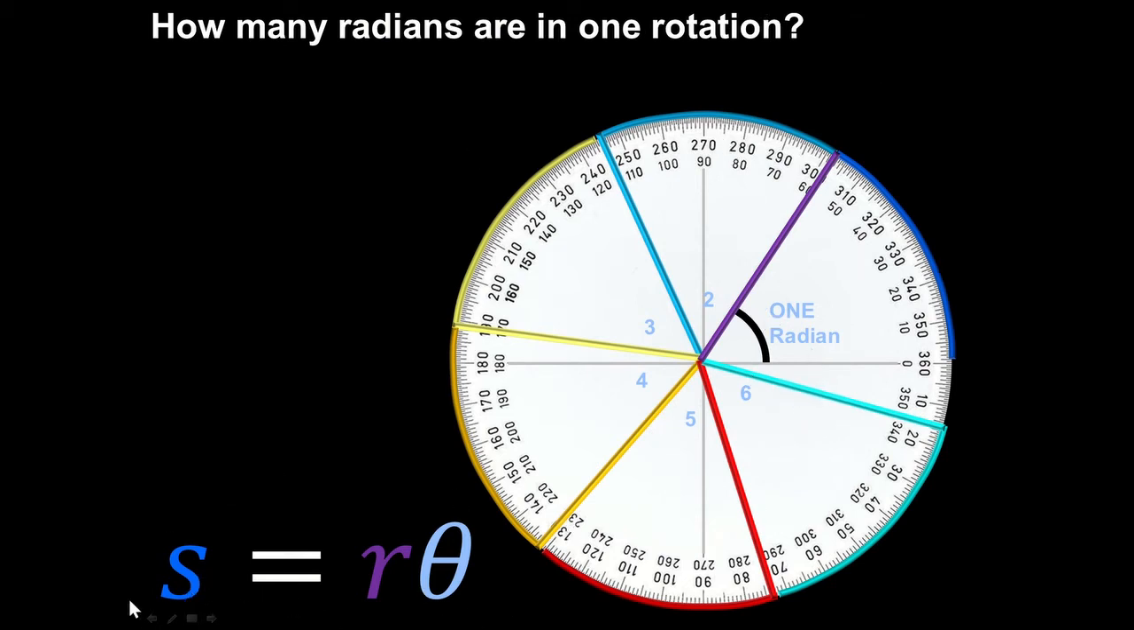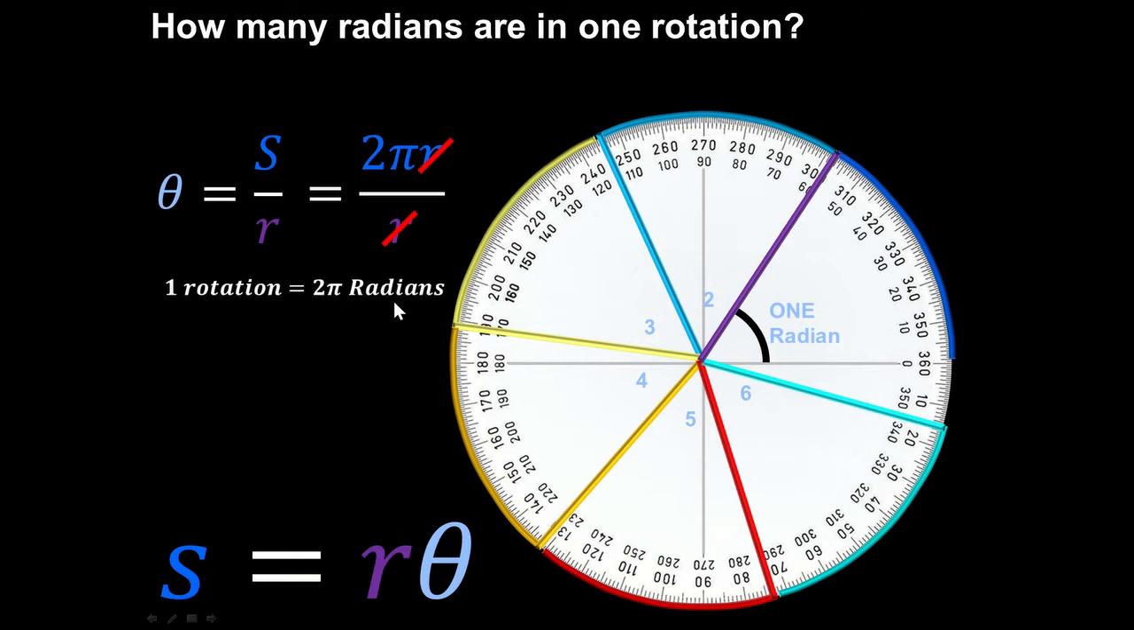Well, we can find it by just taking that equation and solving for the angle. The angle is going to be the arc length divided by the radius. So the number of radians all the way around would be the length of the arc all the way around, which is known as the circumference, divided by the radius. It's how many radii fit into the circumference, and we just get 2 pi. So the angle all the way around is 2 pi radians.